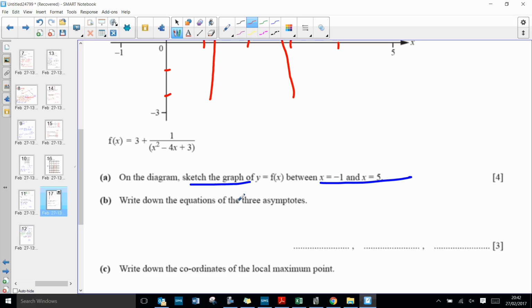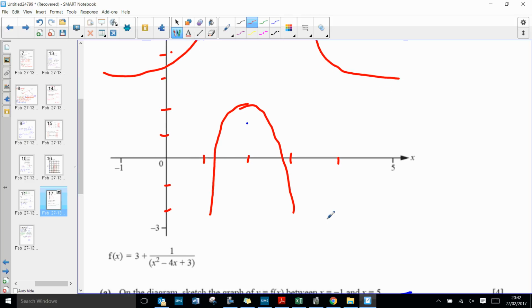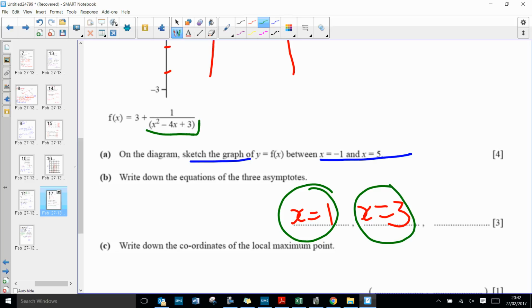Write down the equation of 3 asymptotes. Well, as I said, hopefully you can see it's here and here, so that's x equals 1, x equals 3. And the reason for those is because these two values would make this equal to 0. Because if we factorize this, we would have x minus 3 and x minus 1. Okay, that's where we get that from.